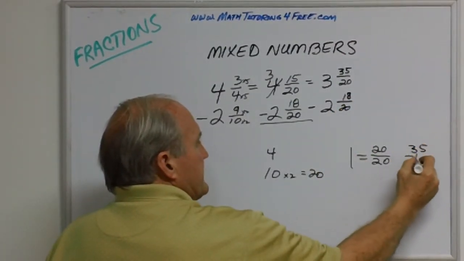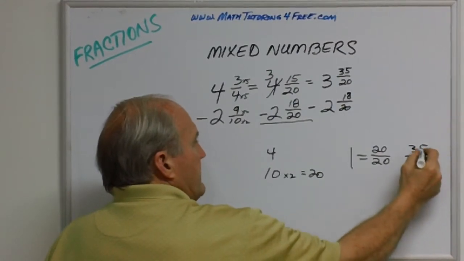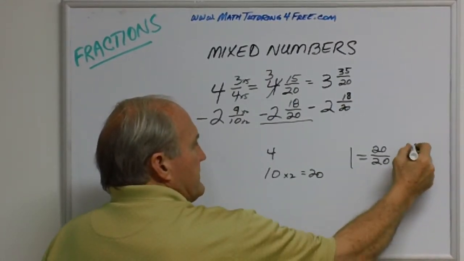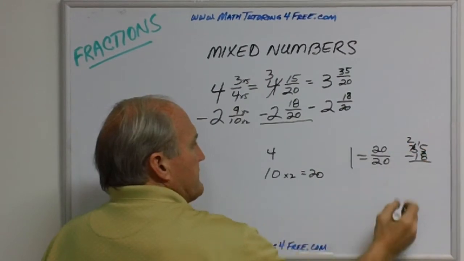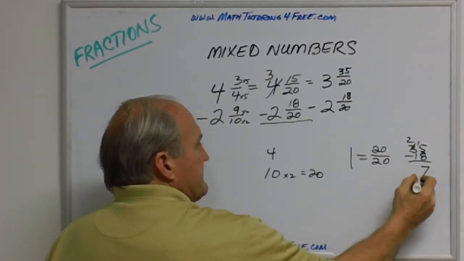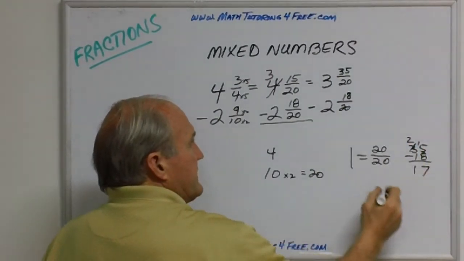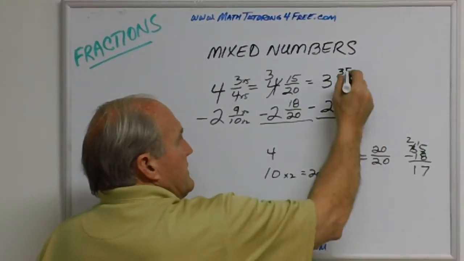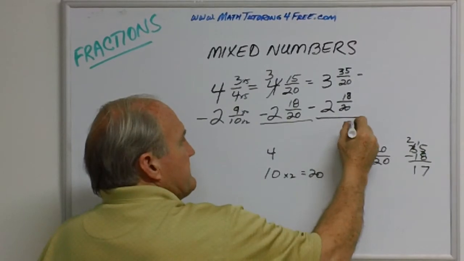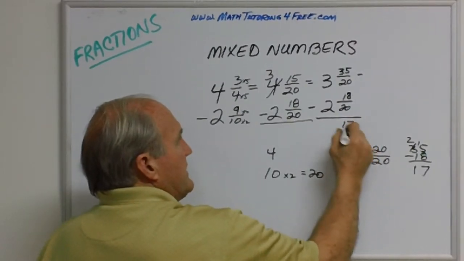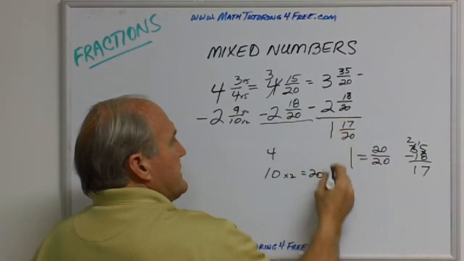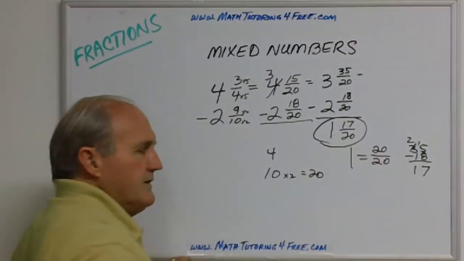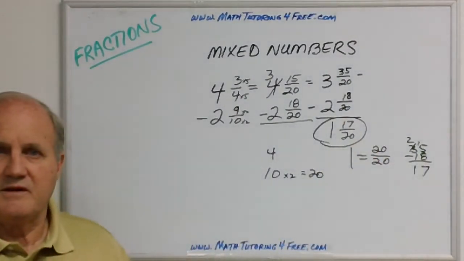35 minus 18. 8 from 5. Well, we have to borrow. This becomes 2. This becomes 15. 8 from 15 is 7. 1 from 2 is 1, so 17. So this becomes then 35 minus 18 is 17/20ths. 3 minus 2 is 1. That's our new answer. Okay?